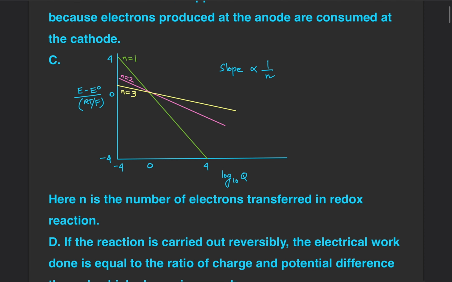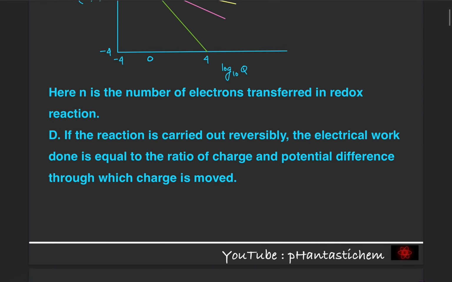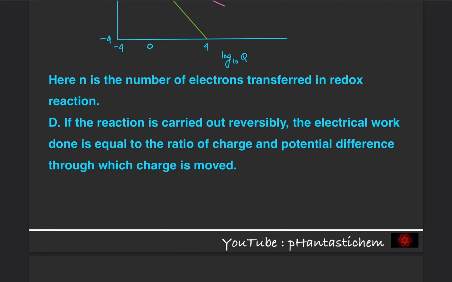Third option, we have a graph of (E minus E naught) by RT by F versus log 10 Q, where Q is the reaction quotient and n is the number of electrons transferred in the redox reaction. And option D: if the reaction is carried out reversibly, the electrical work done is equal to the ratio of charge and potential difference through which charge is moved.